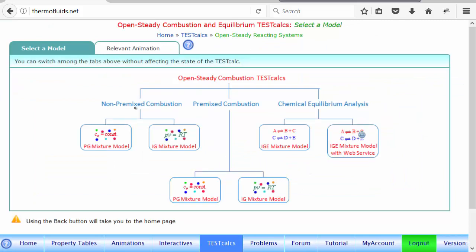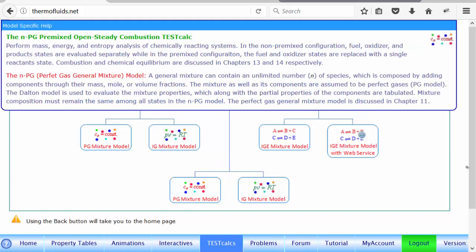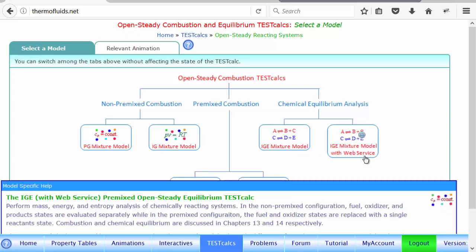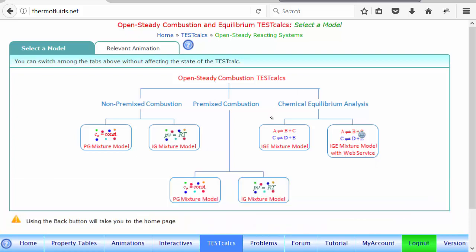The non-premixed combustion means fuel and oxidizer are coming separately to the combustion chamber, as opposed to pre-mixed combustion. For instance, there are many examples where fuel and oxidizer are mixed already and sent for burning. And finally, on this branch, we'll handle something called chemical equilibrium analysis, where you don't know what is produced as a result of chemical reaction, and use thermodynamic analysis to figure out what is in the combustion product. So this is the most advanced part of combustion. It's covered in chapter 14 in your book, and these are covered in chapter 13.